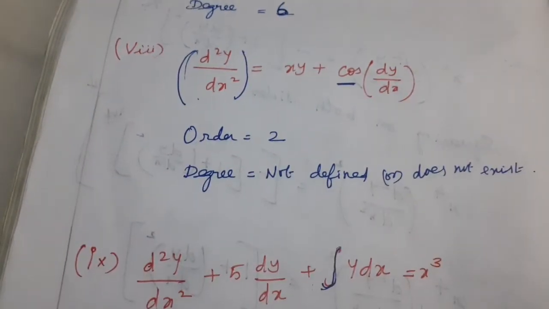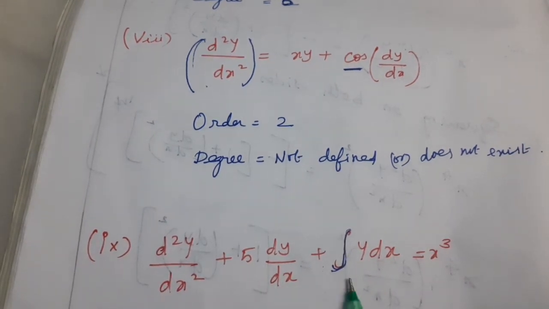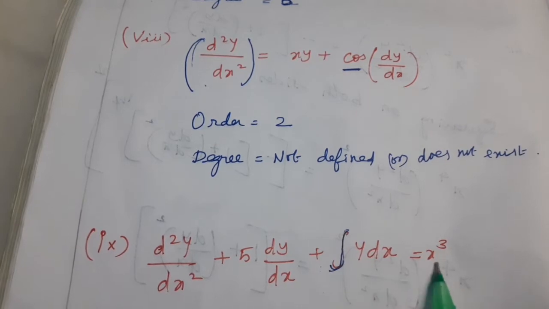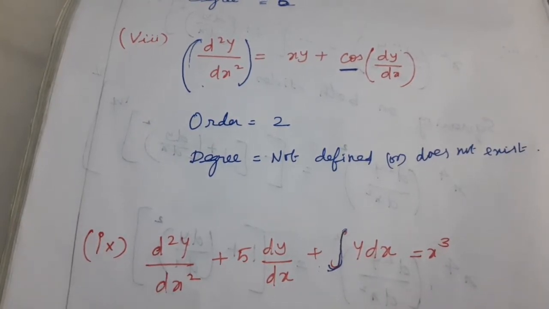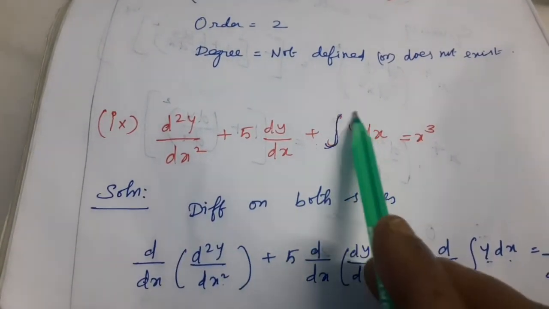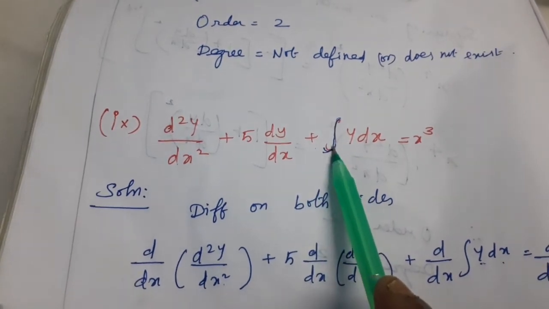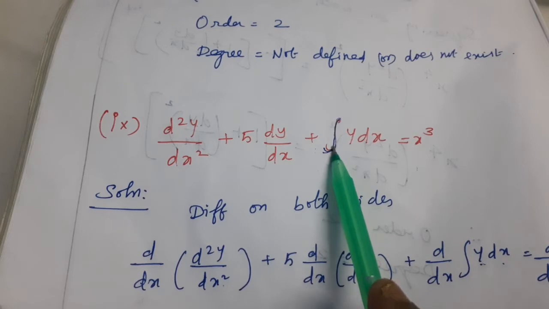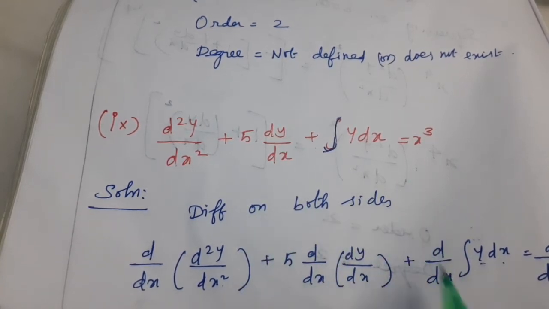See the ninth one. d square y by dx square plus 5 into dy by dx plus the integral of y dx is equal to x cube. Differentiate on both sides. We want to remove the integration, and differentiation is the antiderivative of the integration. So differentiate on both sides: d by dx of the first term plus 5 into d by dx of the second term plus d by dx of the integral term.